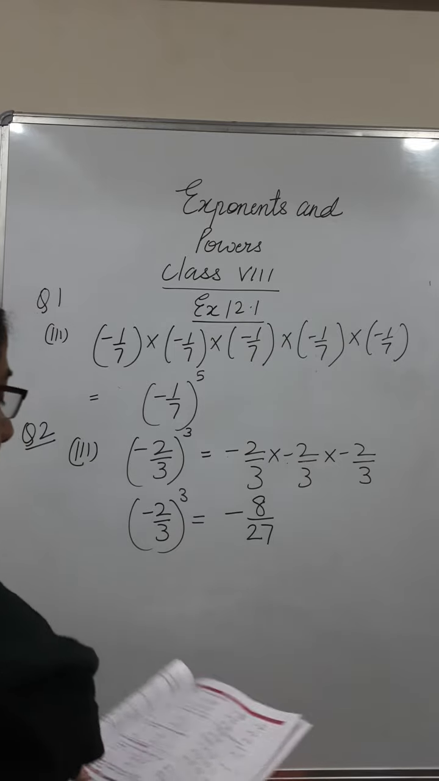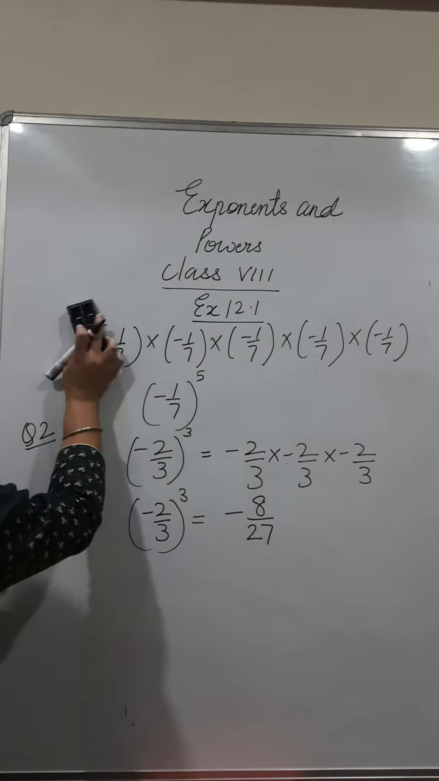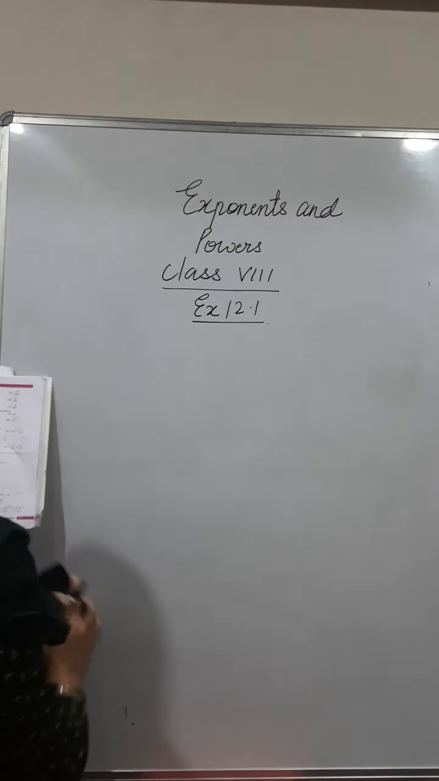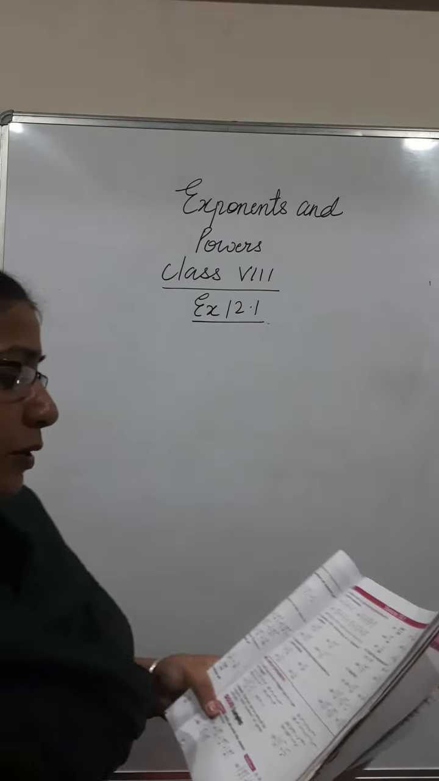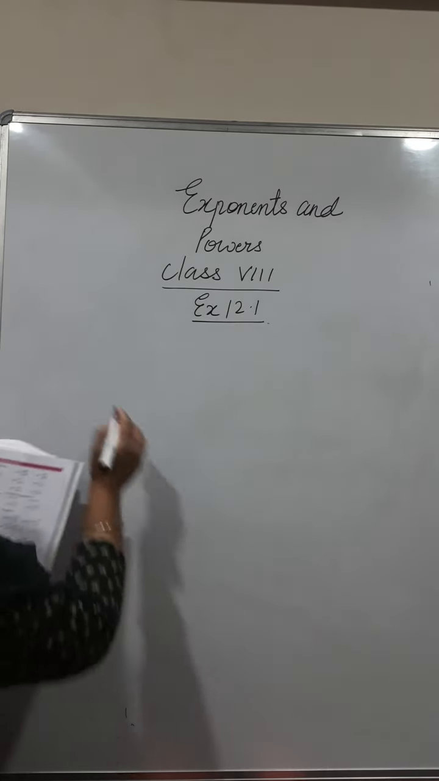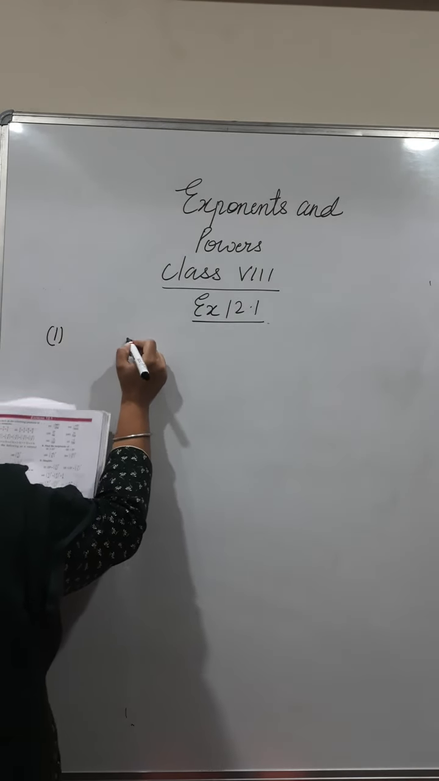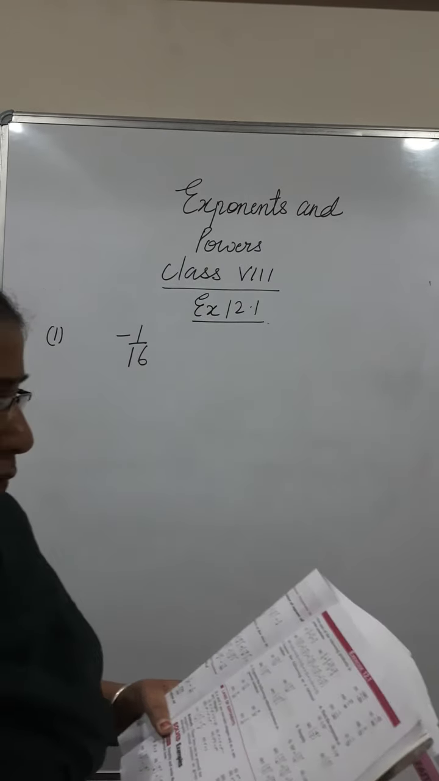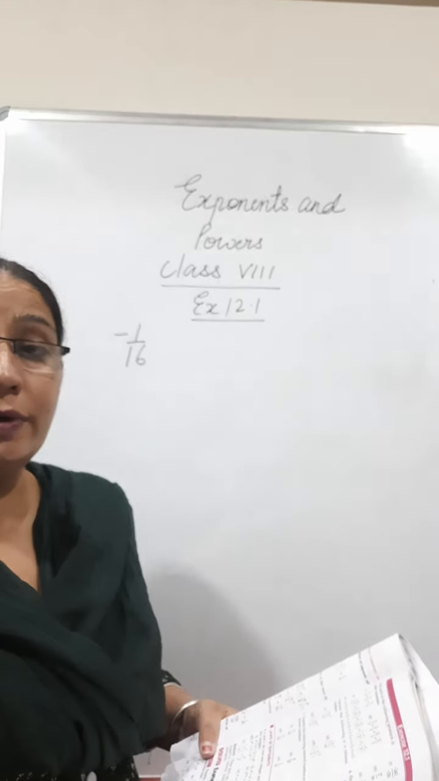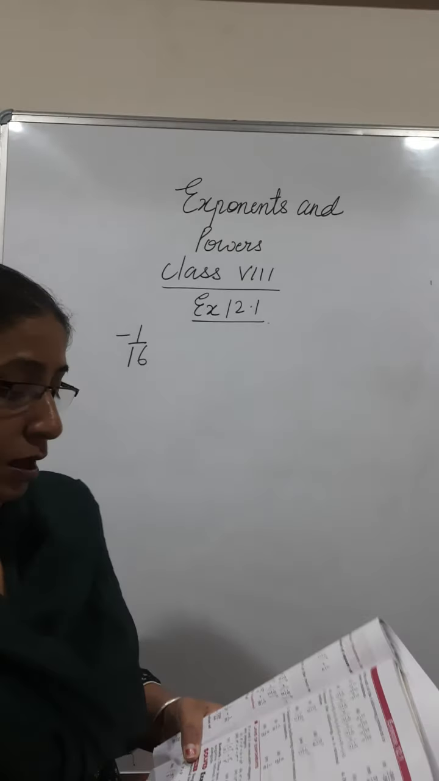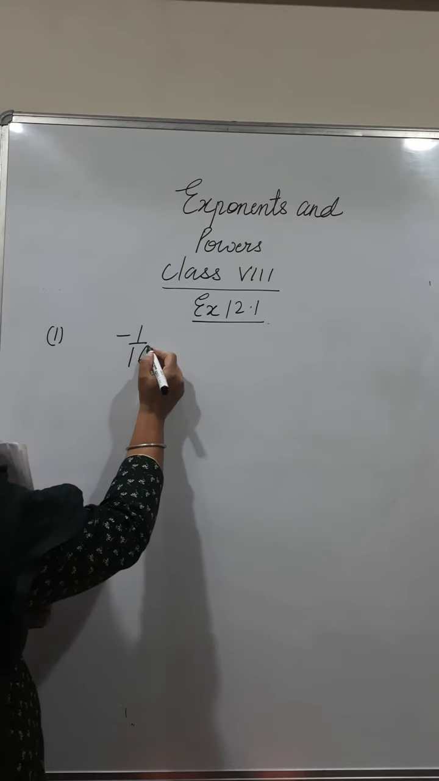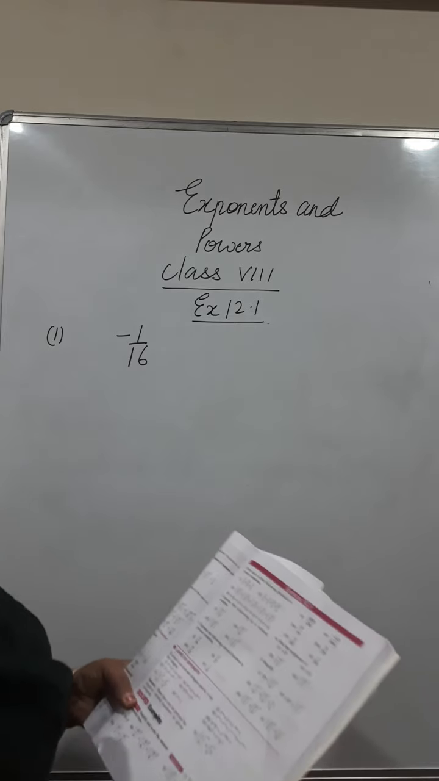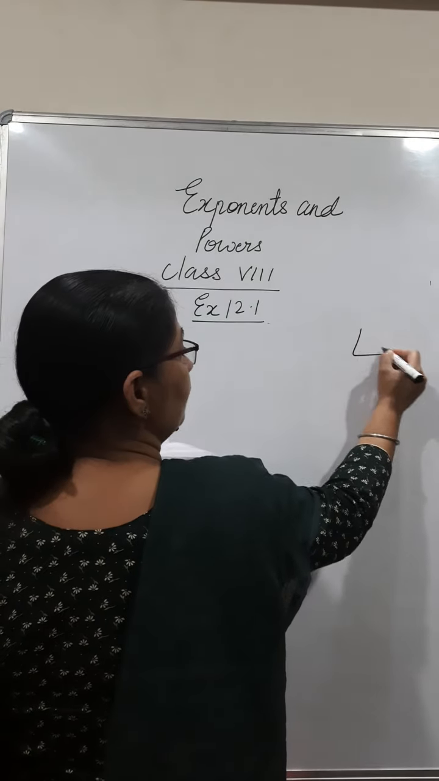Now the next question is question number 3, where he wants you to express the number in the power notation form. Say for example I take the first part, it is minus 1 by 16. Now what he wants is that you should write this number in the power notation form. Power notation form means that if it is 16, and there is a negative sign here, what you will do is first find the factors of 16.